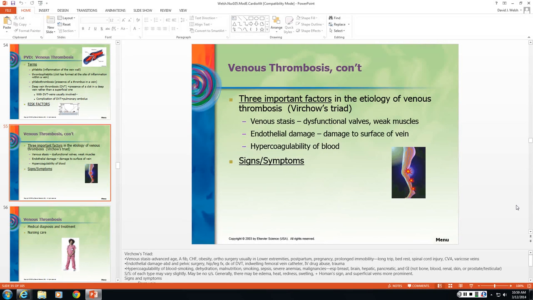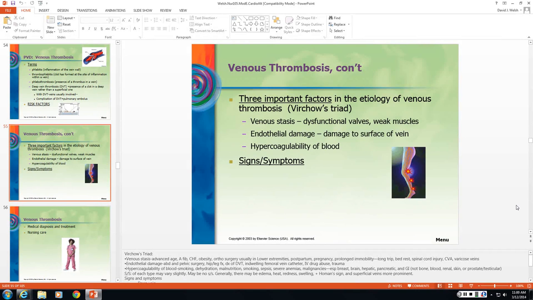Now, venous stasis a lot of times is caused by advanced age. It can also be caused by AFib, CHF, obesity, orthopedic surgery, usually in the lower extremities, postpartum or pregnant patients, anybody on prolonged immobility. So people on a long trip, sitting in a car for a long period of time, on bed rest, spinal cord injuries, CVAs, varicose veins.